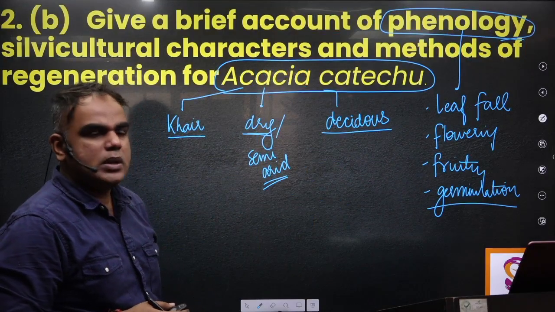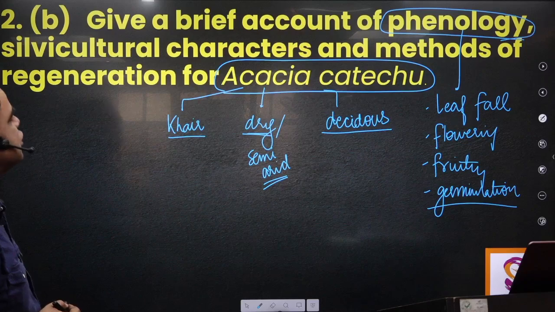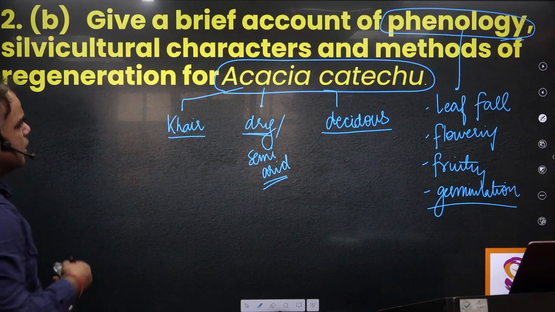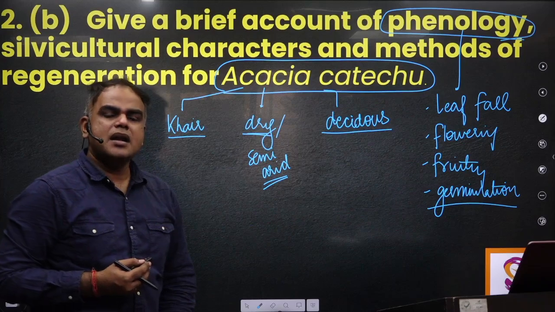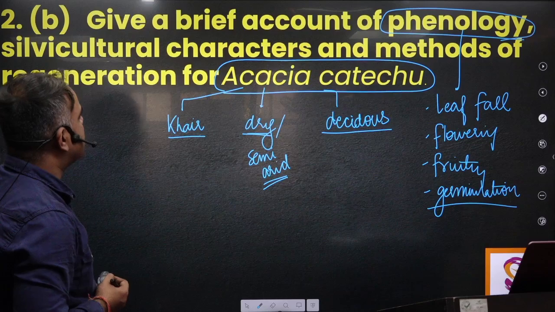So that is how you will be able to understand in this part here. Give a brief account of phenology, silviculture, and then the method of regeneration. Here I'll tell you the artificial method also and the natural method also, okay. So that is how you can understand this particular part, okay.